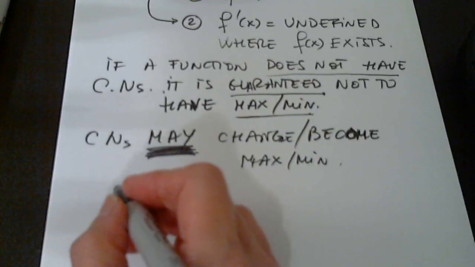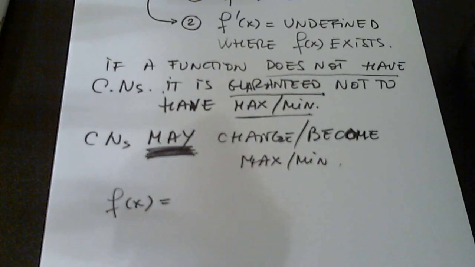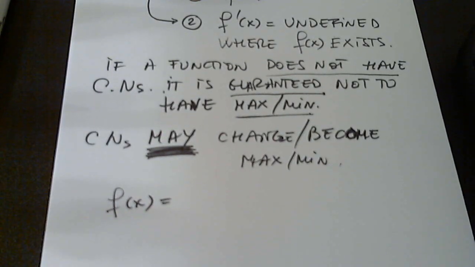So let's look at a function. And we can choose a function. I'm going to open the book. And I let you choose a function so we can determine its critical numbers if they exist. No guarantee.